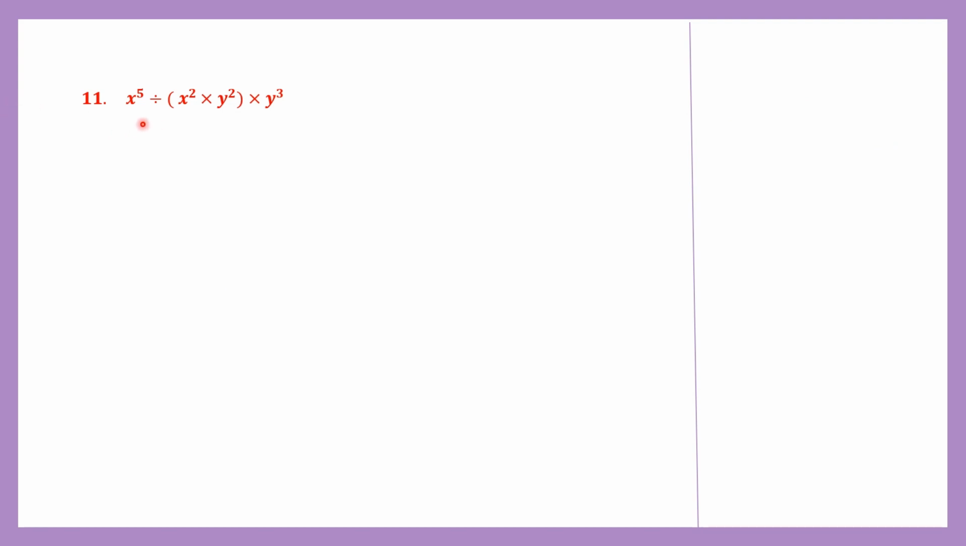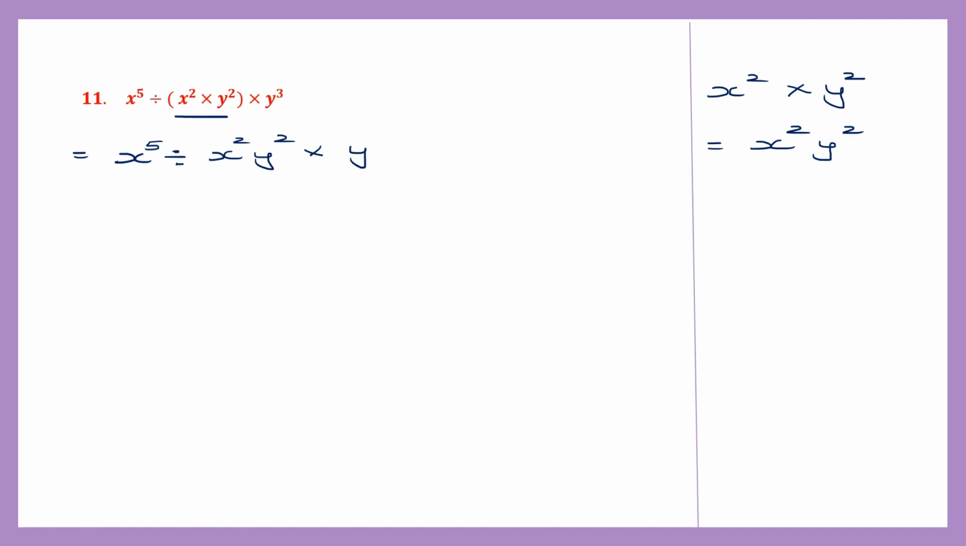Question 11. If you look carefully, we have division, brackets and multiplication. According to BODMAS, brackets have to be done first, isn't it? So we have to work out what is inside. Let's begin by writing x to the power of 5 divided by x to the power of 2 into y to the power of 2. Since both are unlike terms, it will simply be x square y square. So that will be x square y square into y to the power of 3.